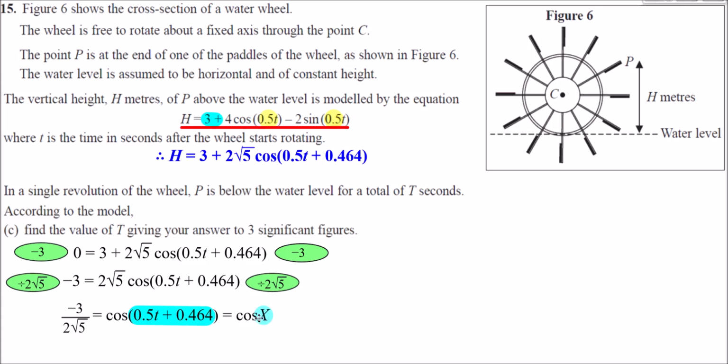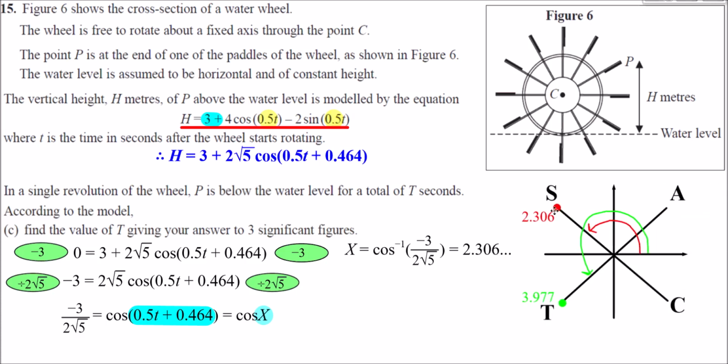So I want cos of big X to be equal to minus 3 over 2 root 5. To find the principal value for big X, I can do arccos of minus 3 over 2 root 5, and if I do that, I should find that the principal value of X is 2.306 radians. So on a CAST diagram, this would be an obtuse angle. I've labelled on this CAST diagram the principal value 2.306.